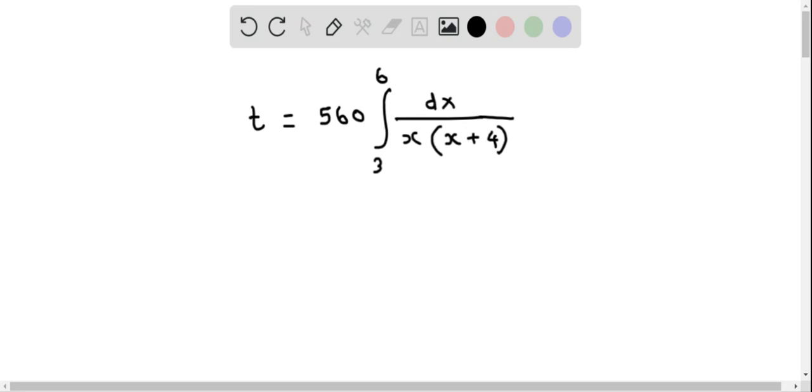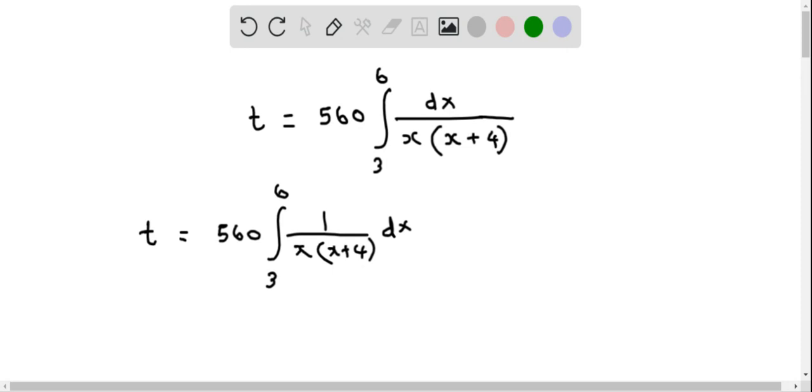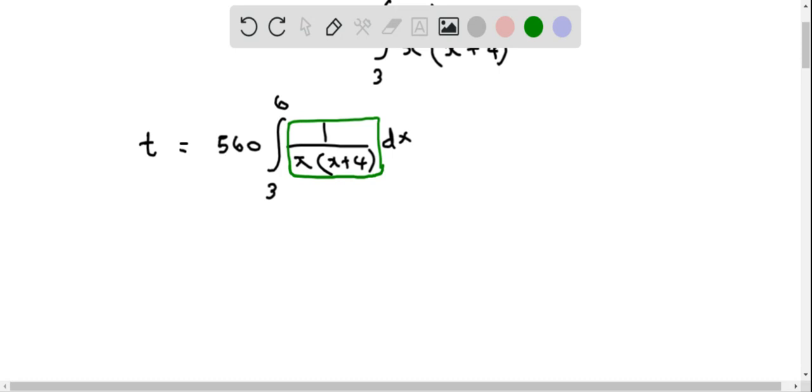We can find the antiderivative of 1 over x times (x plus 4) by the partial fraction decomposition method. So let's write t equals 560 times the definite integral from 3 to 6 of 1 over x times (x plus 4) dx. We are now going to write this expression in terms of partial fractions so that we can find the antiderivative.